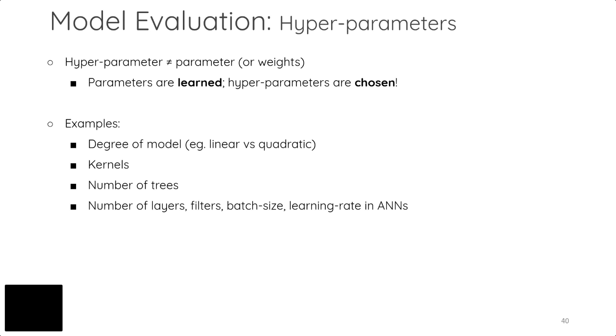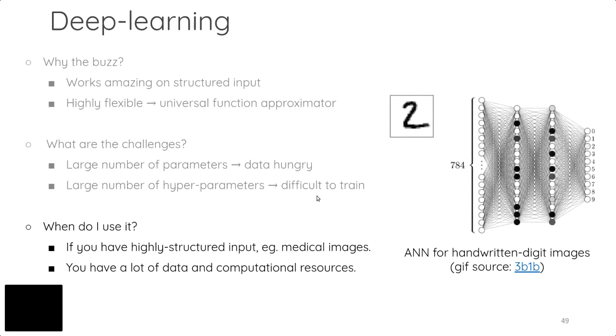So hyperparameters are never learned usually, and they're chosen. For example, what should the sparsity of my model be for Lasso? That's something I pick. Or do I pick a support vector machine with a linear kernel or a radial basis function kernel? With neural networks, it's even more complicated because there are literally thousands of design choices you have to make, such as how many layers. Any questions on deep learning?